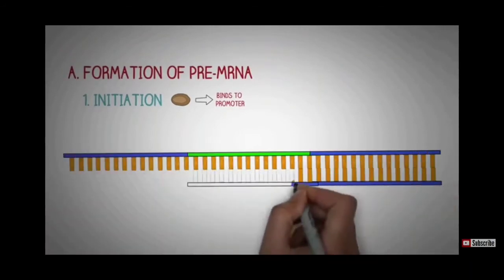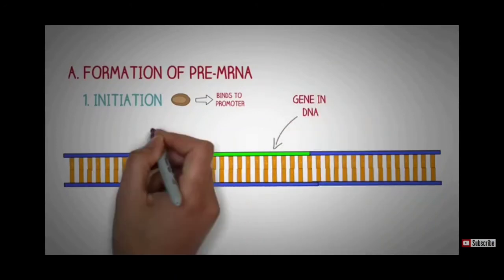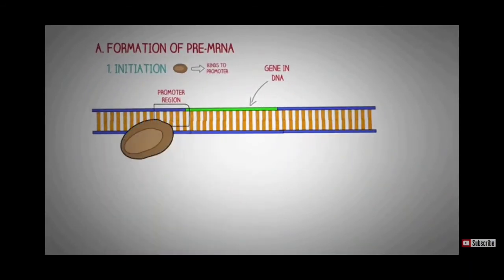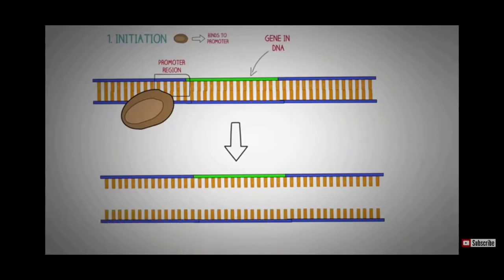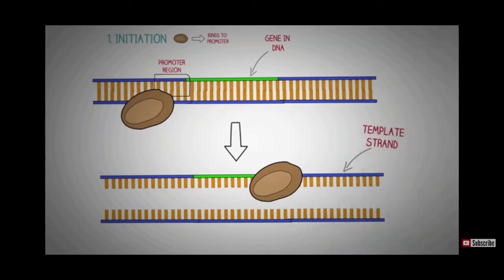Now let's suppose this is a gene that is shown in the green that needs transcription. At the beginning of each gene, there is a sequence of base pairs known as the promoter region of the gene. The promoter region serves as a guide which tells the enzyme RNA polymerase where to attach. Once the RNA polymerase binds to the promoter region, it separates these 2 strands of DNA, providing the single-stranded template needed for transcription. Only one of these strands is used in the process of transcription, which is known as the template strand. This strand always runs from the 3' to the 5' direction.